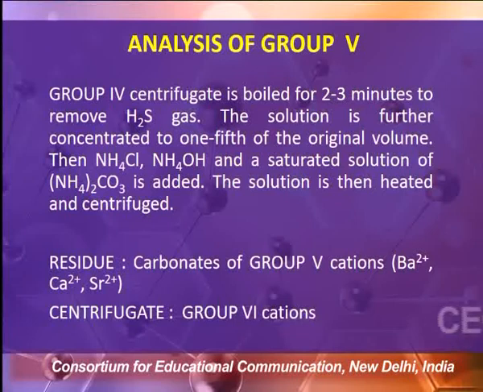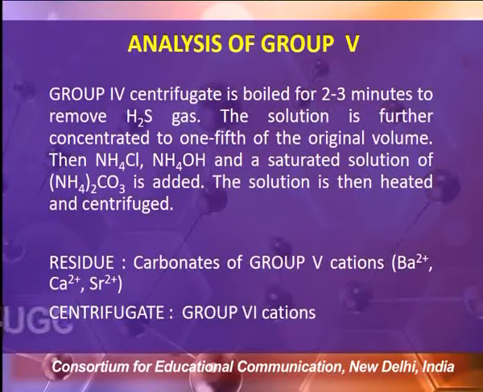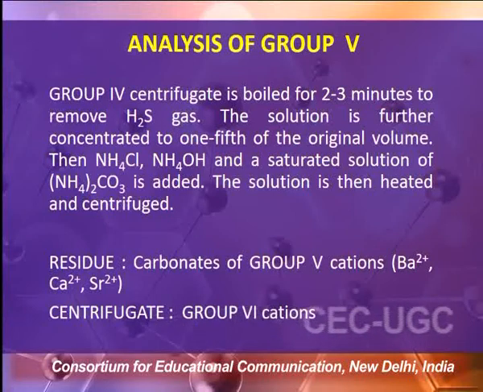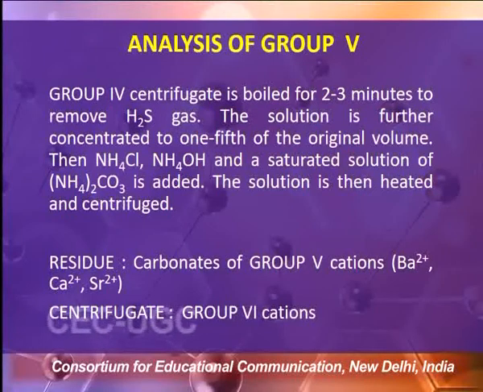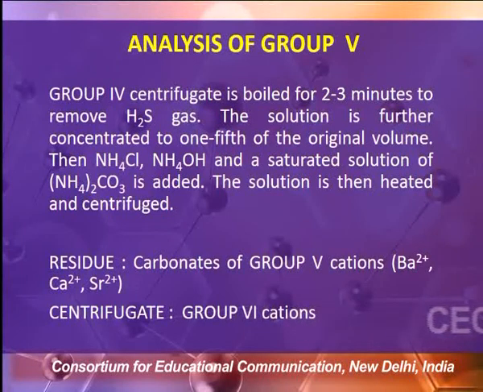After that, ammonium chloride, a small amount of ammonium hydroxide and again a small amount of saturated solution of ammonium carbonate is added to it. The solution is then heated and centrifuged. If upon heating and centrifuging a residue is obtained, then that residue is due to the carbonates of group 5 cations, and they include barium, calcium and strontium. That means barium has precipitated as barium carbonate, calcium as calcium carbonate and strontium as strontium carbonate, and all these carbonates give a white residue.